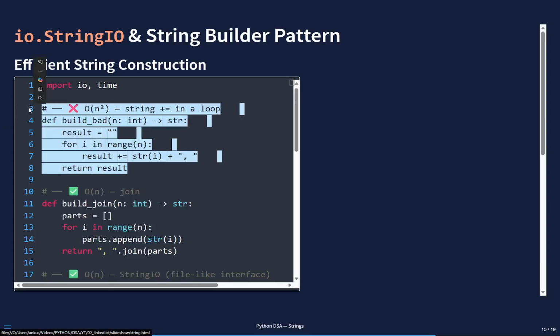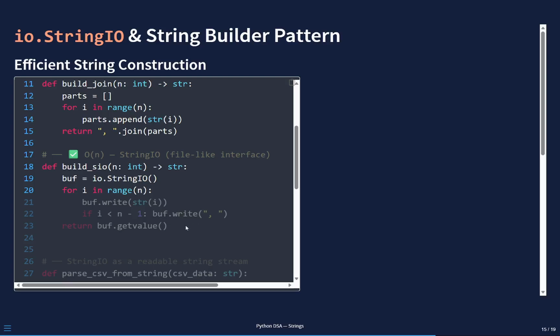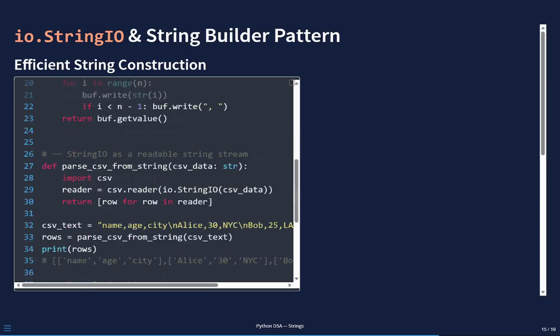Each += allocates a new string object, copies all previous content, and appends the new piece. Total work: 1 copy plus 2 copies plus 3 copies, a triangular number, O(n squared). build_join is the fix. Collect pieces in a list with O(1) appends, then do a single .join call that allocates exactly one string of the right size and fills it in.